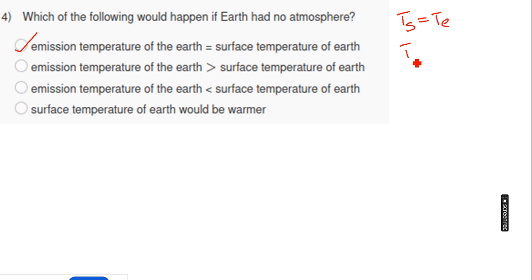Once you consider the greenhouse gases, we know Ts is actually 2 raised to 1 by 4 into 3. So when you consider greenhouse gas emission, this will be the surface temperature. So the first one: if there was no atmosphere, then the emission temperature and the surface temperature will be.